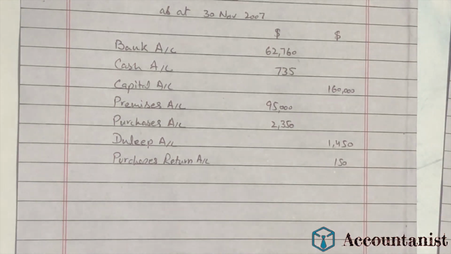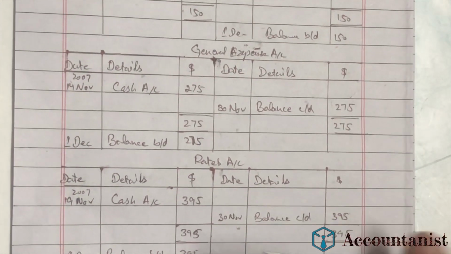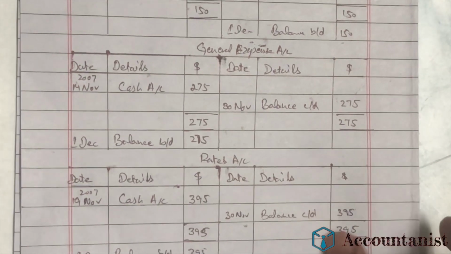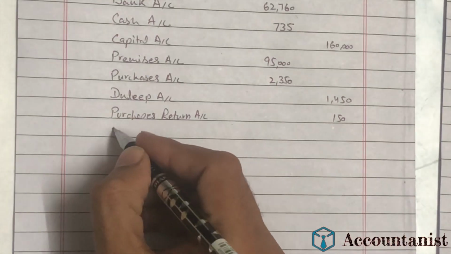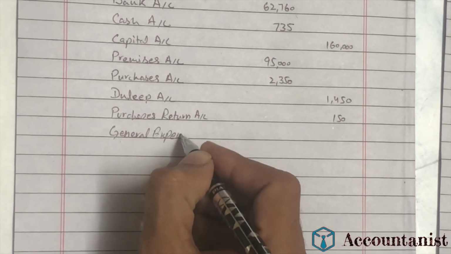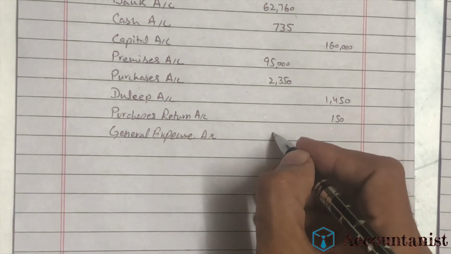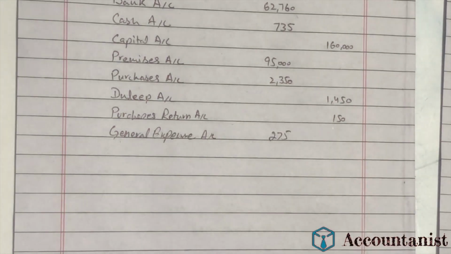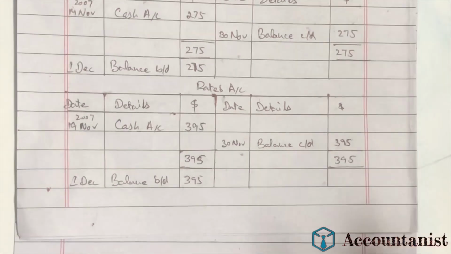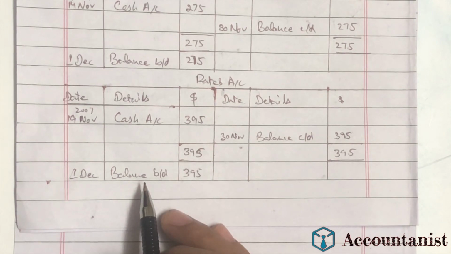So moving on, the next account that we had was general expense account. It has a debit balance of 275. So here the next account is general expense account with the debit balance of $275. The next account that we had was the rates account. The rates account has a debit balance of 395.